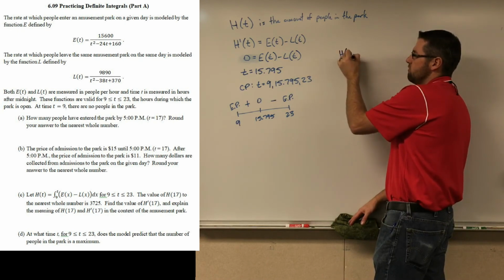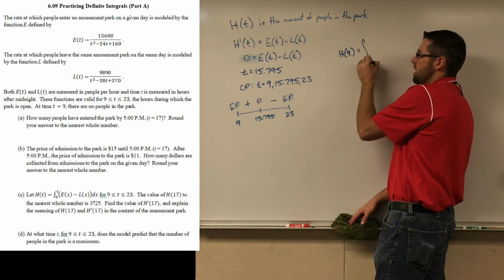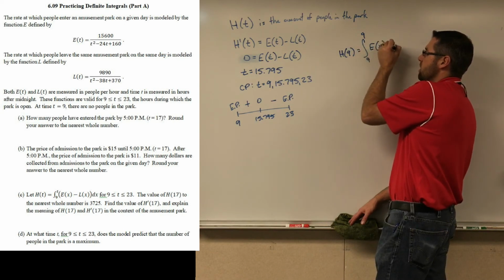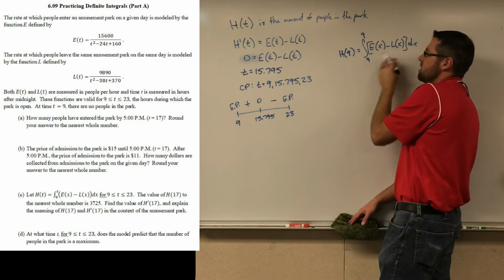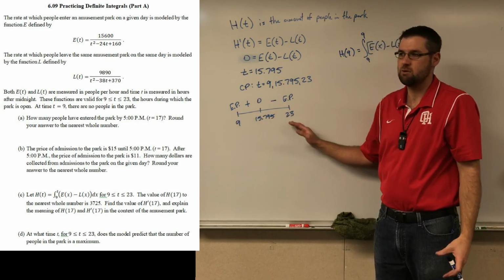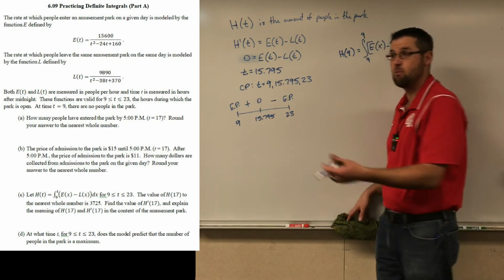If you want to know the amounts, you would figure out H of 9, which is, remember from part C, the integral from 9 to 9 of E of x minus L of x dx. And you do the same thing on all of them if you want to know each amount. But because you did the number line, you know these values are already what? Minimums, right? I was looking for the time when there's a maximum.